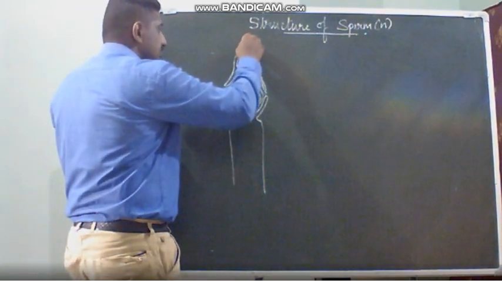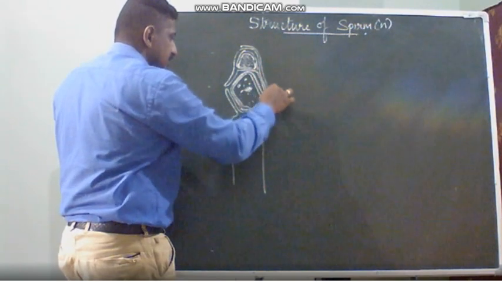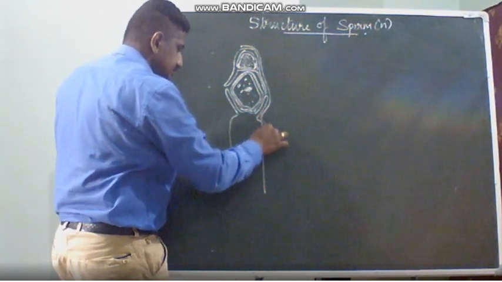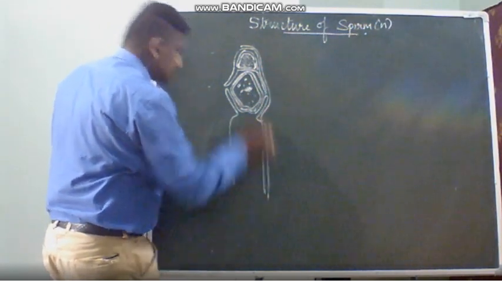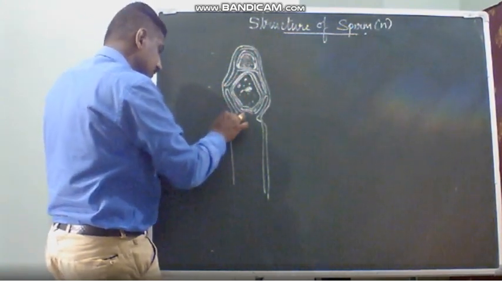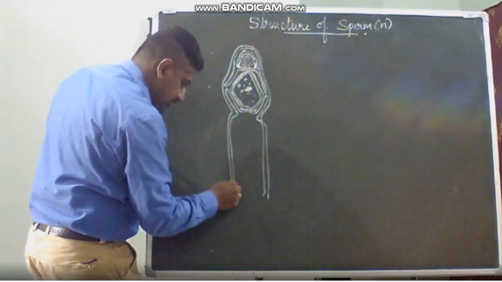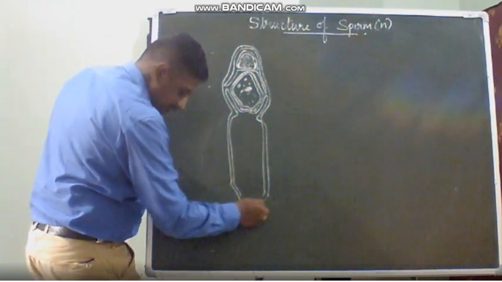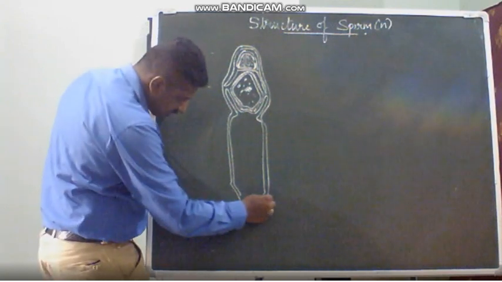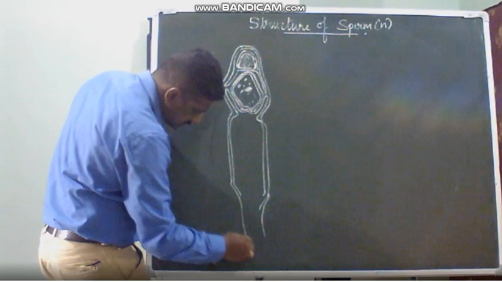Next, after this, you cover this entire area. This is the plasma membrane. Cover this. This is how you must draw the structure of sperm. In this, you give a nick like this. Extend here. Extend like this. I don't have enough space, so what I'm going to do is, I'm going to extend this.